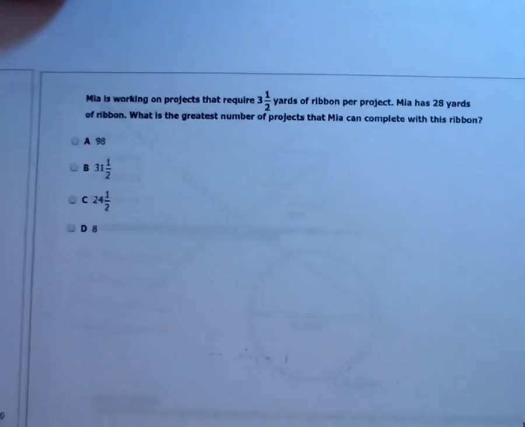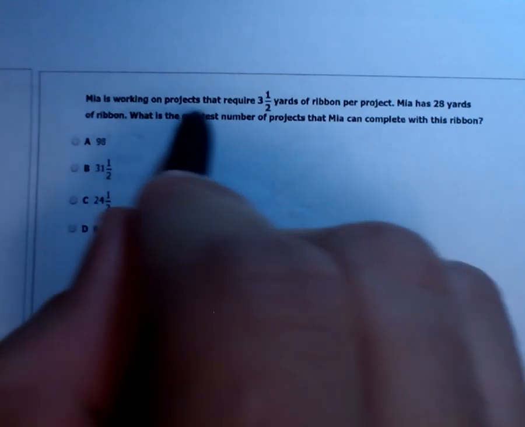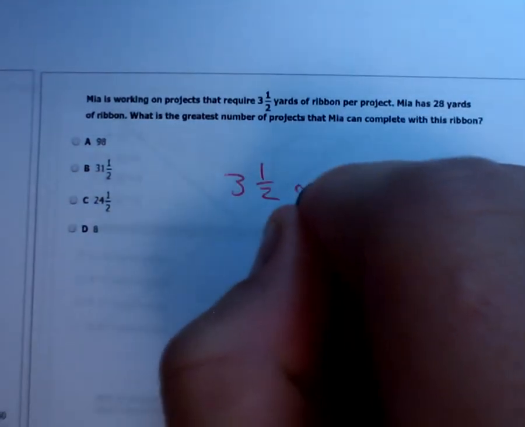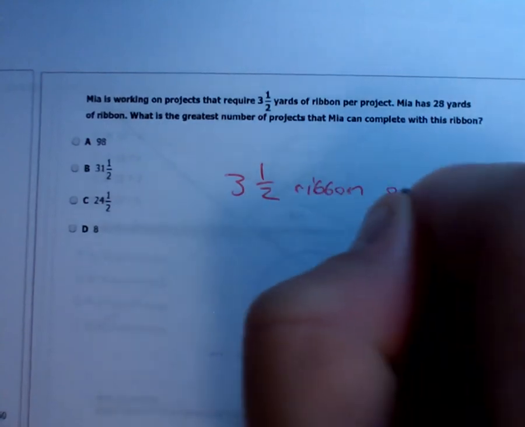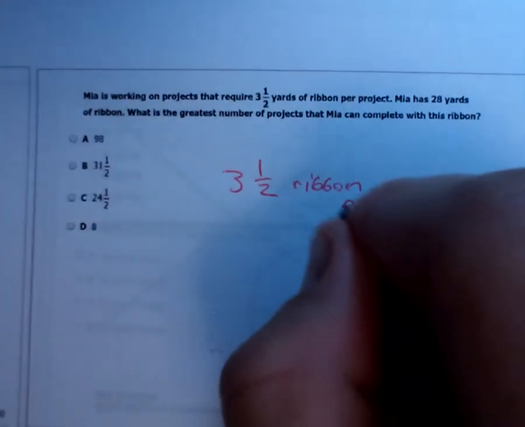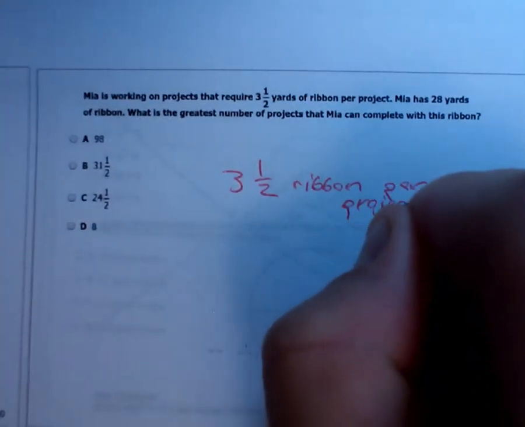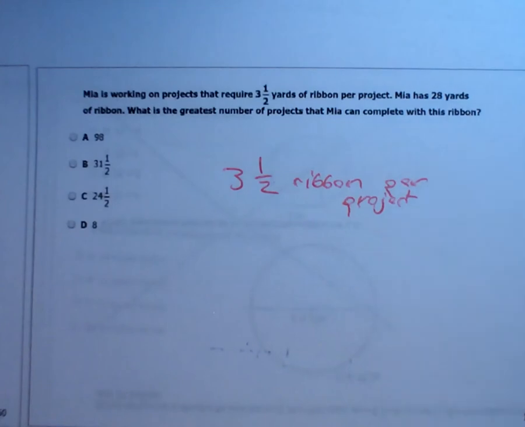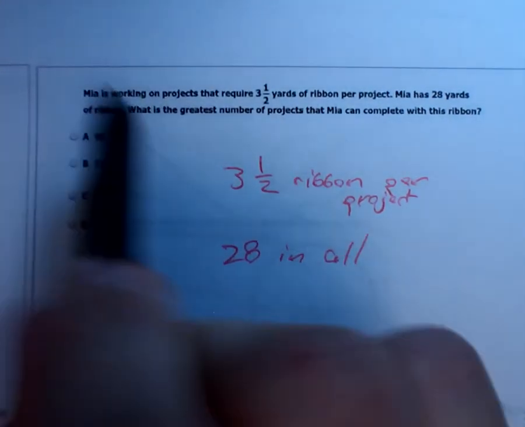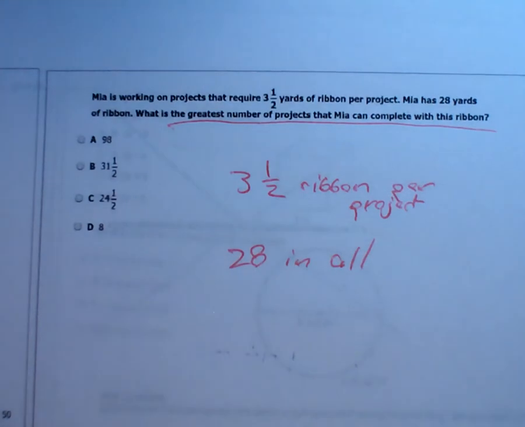All right. Y'all are doing great. Let's keep this going. Mia's working on projects that require 3.5 yards of ribbon per project. Ribbon per project. Okay, Mia has 28 yards. 28 in all. What is the greatest number of projects she can complete?